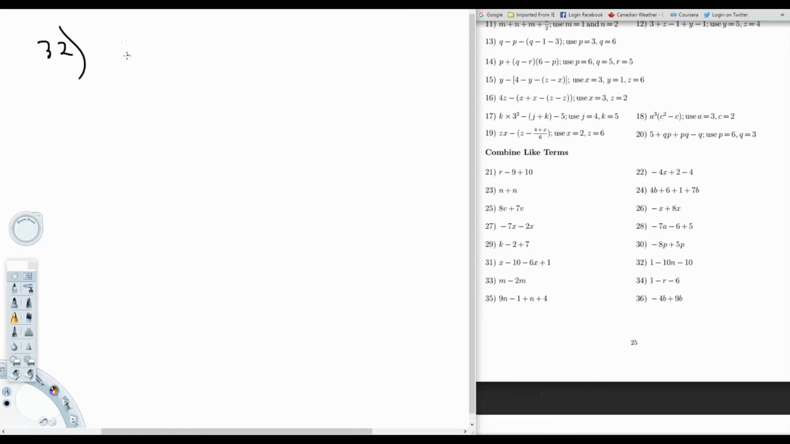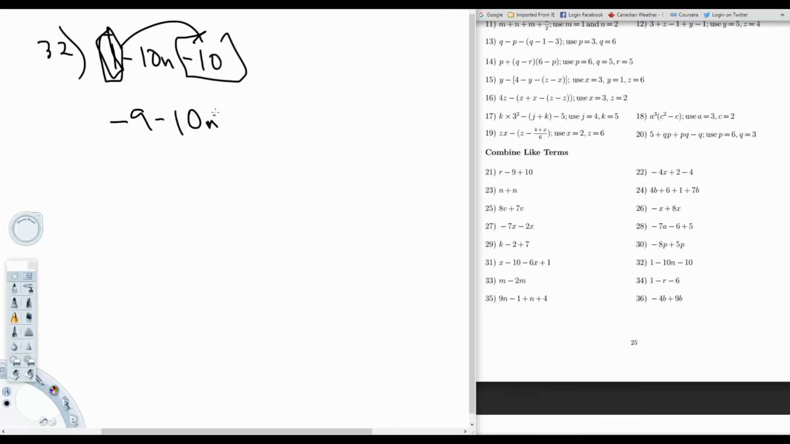Moving along to 32, 1 minus 10n minus 10. 1 minus 10 equals minus 9. So minus 9 minus 10n. Does that make sense? I think it does. I feel pretty good about that one.